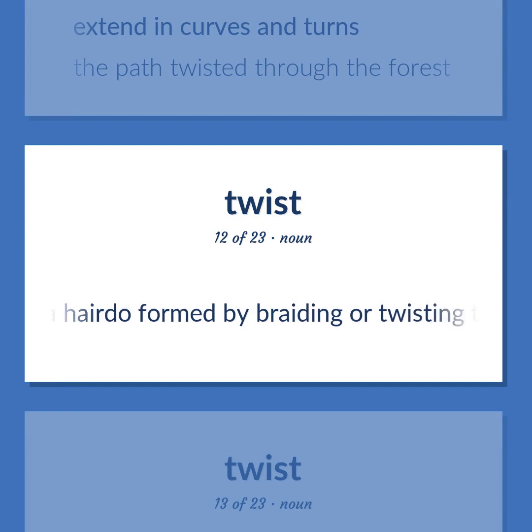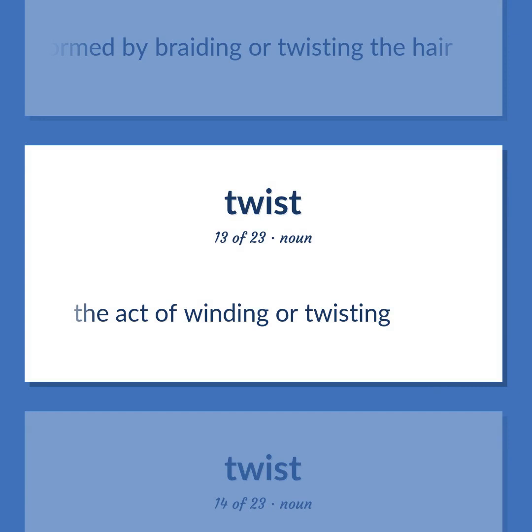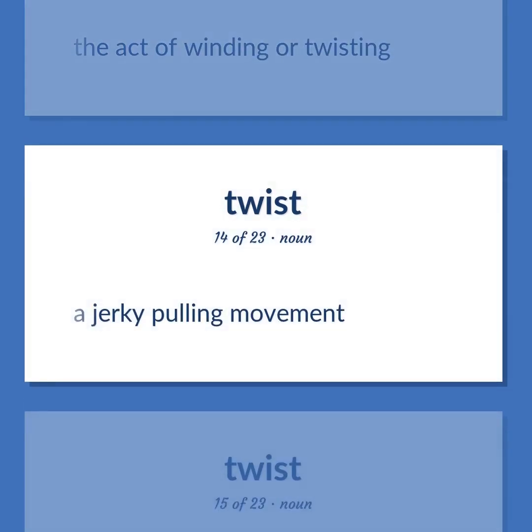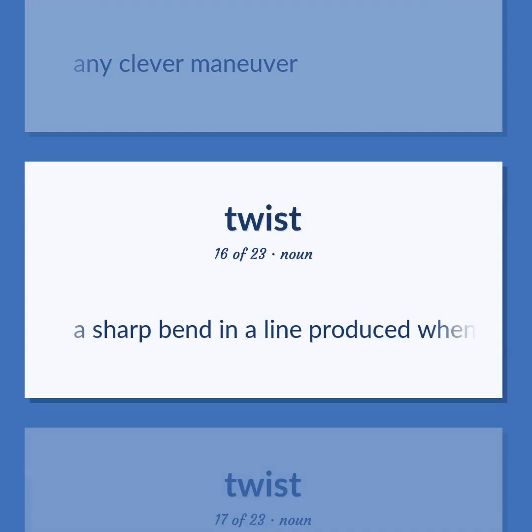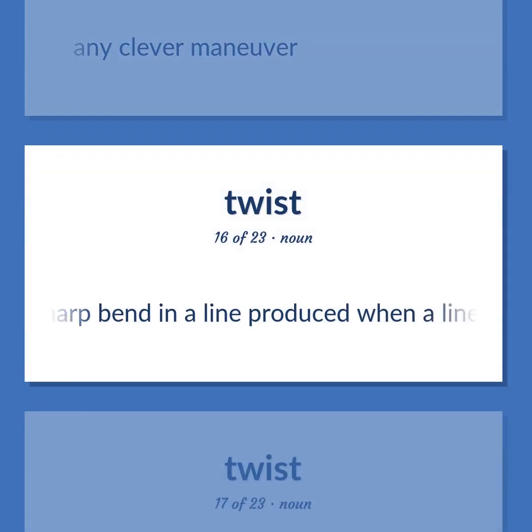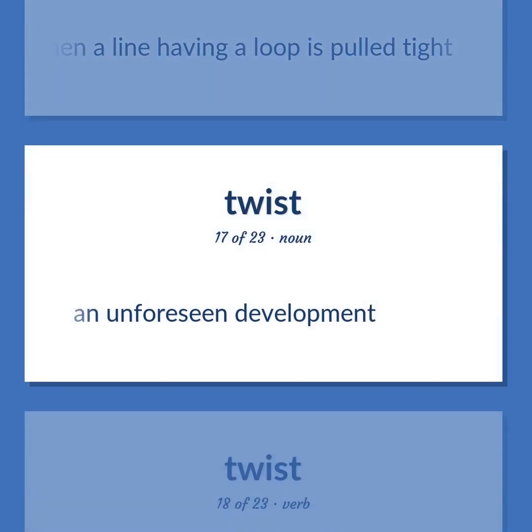A hairdo formed by braiding or twisting the hair. The act of winding or twisting. A jerky pulling movement. Any clever maneuver. A sharp bend in a line produced when a line having a loop is pulled tight. An unforeseen development.